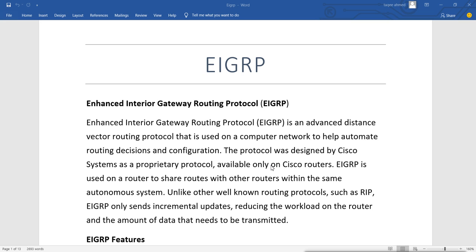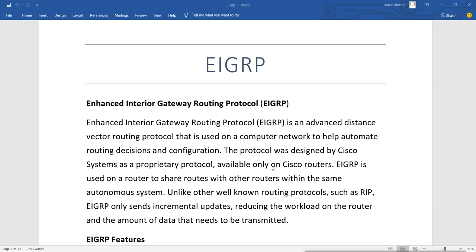EIGRP. EIGRP means Enhanced Interior Gateway Routing Protocol. Enhanced Interior Gateway Routing Protocol is an advanced distance vector routing protocol that is used on a computer network to help automate routing decisions and configurations.